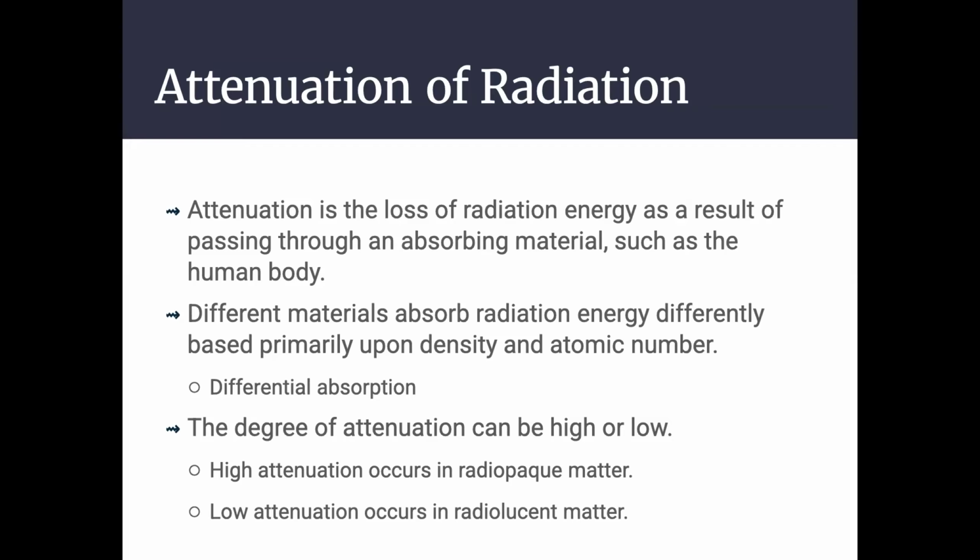All right. So attenuation is the loss of energy, of radiation energy, as a result of passing through an absorbing material, such as the human body. Different materials absorb or attenuate radiation energy differently, based on the density of the object, like how solid the object itself is that it was hitting, and the atomic number, meaning that the higher atomic number that you have, the less likely the X-ray beam can get through it. It's more likely to attenuate, meaning absorb, right? So think about it like that.